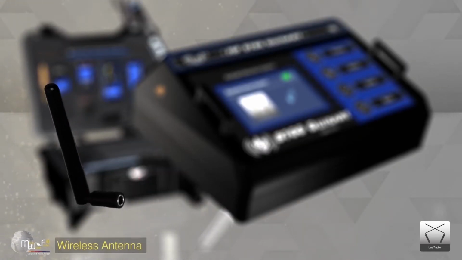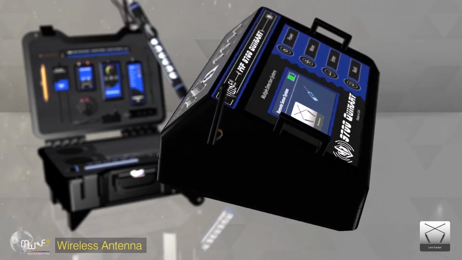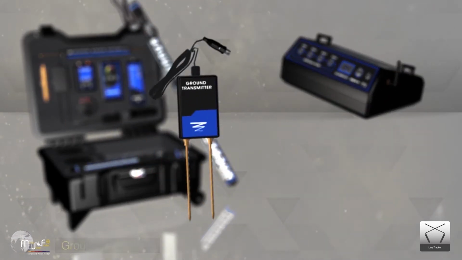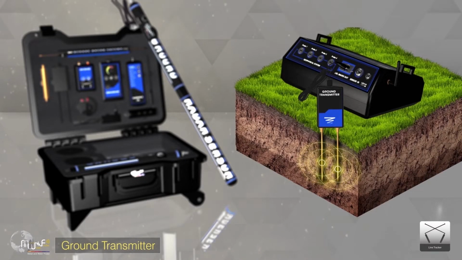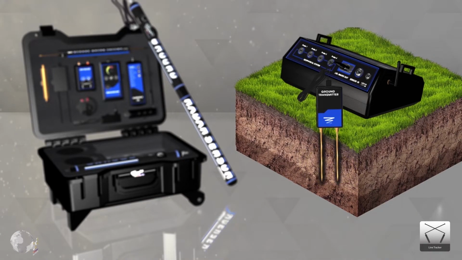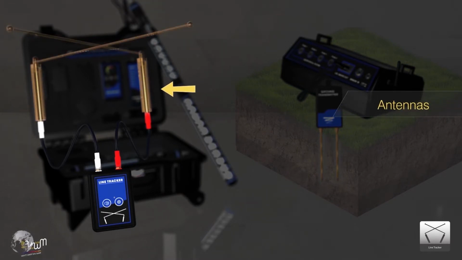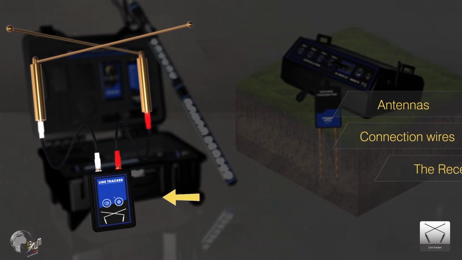First, connect the wireless connection antenna to transmit data. Then, connect the ground transmitter unit and implant it in the soil, which is responsible for the transmission of electro-frequency waves from the device towards the ground layers. This system consists of receiving antennas, connection wires, the receiver device.